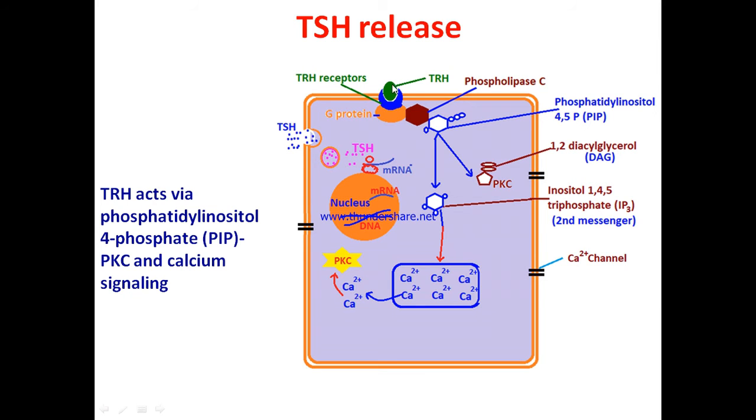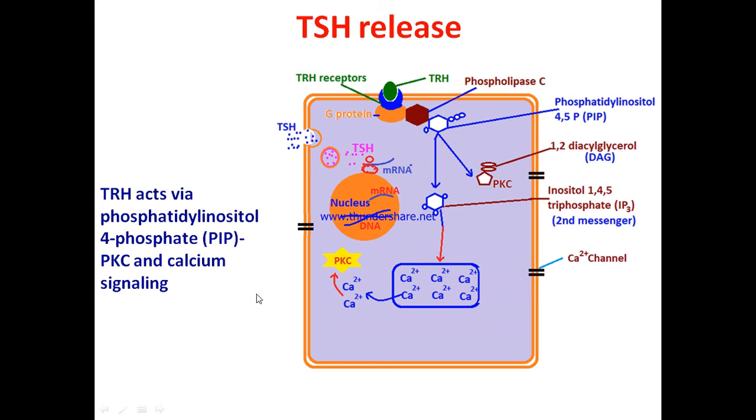TRH binds to the receptor, G protein is activated, and the lipid metabolizing enzyme phospholipase C is activated, and this causes three types of messenger systems. One involving phosphatidylinositol 4,5-bisphosphate, then diacylglycerol, and inositol 1,4,5-triphosphate IP3. This activation of phospholipase C activates three messenger systems or three routes, and finally Ca2 plus is released from the storehouses like endoplasmic reticulum, microsomal fractions, etc.